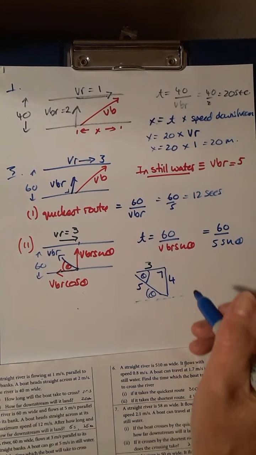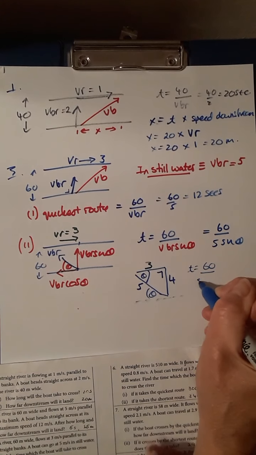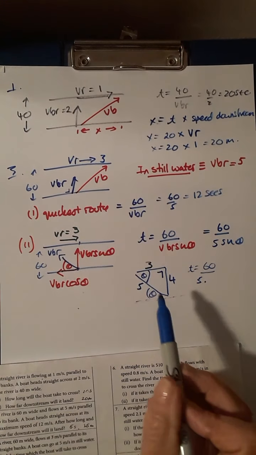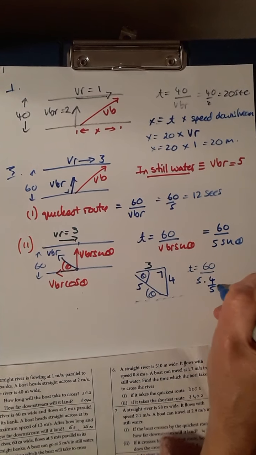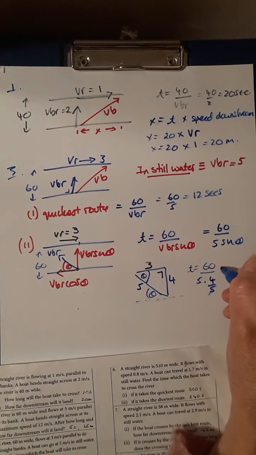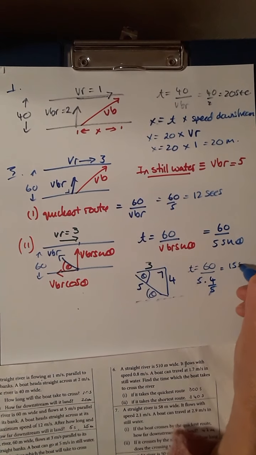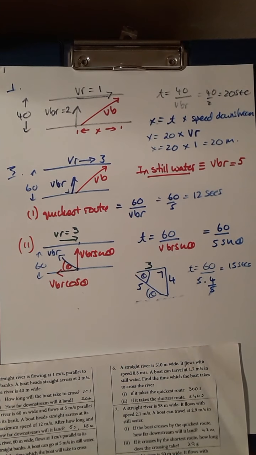theta. So my crossing time in this case is t is equal to 60 over 5 times the sine of theta. Opposite over hypotenuse, 4/5. Those 5, of course, will cancel. So it's really 60 over 4, which is 15 seconds. So it takes 15 seconds to cross in that particular case.